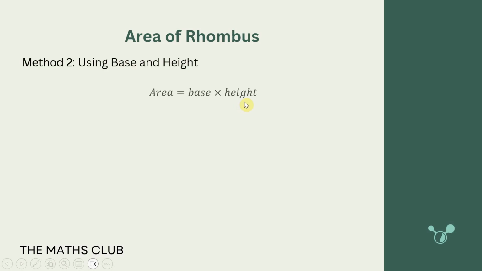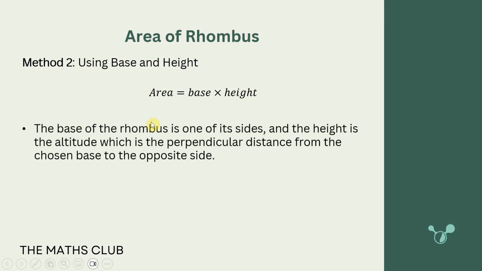If I have the base and the height, basically I'll just say base times height, where the base is one of the sides and the height is the altitude, or the perpendicular distance from that chosen base, the one you're using, to the opposite side, right? As if it's just a normal square or rectangle or something.